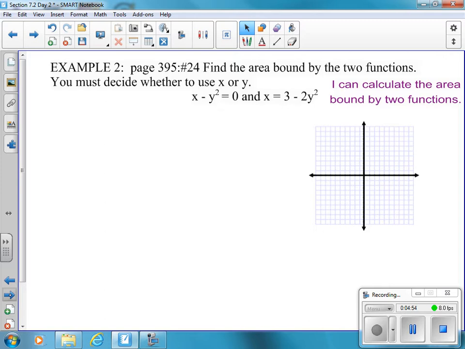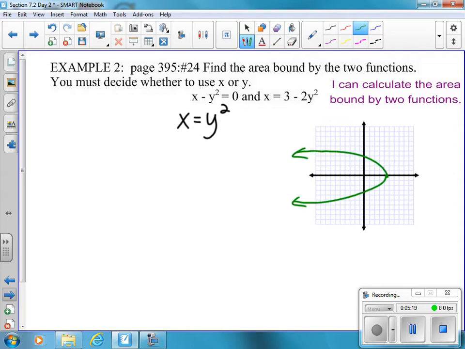Now, these two functions are written such that they're pretty easily written x equals something. So we may want to go ahead and try it using integration with respect to y. Now, these two graphs look like this. They're both sideways parabolas. One looks like that. The other looks like this.